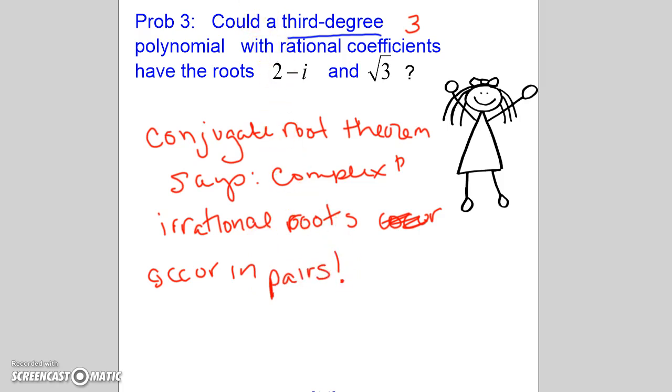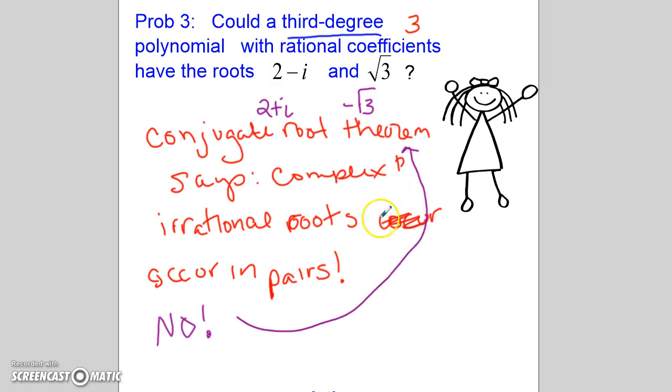So what that means then is I'd have to have 2 more roots here. I'd have to have 2 plus i, and I'd have to have negative radical 3. So this is not a true statement. Could a third degree polynomial have these roots? No. Why? Because I'm not honoring the conjugate root theorem. So the answer to this, guys, is no. All right, next problem.